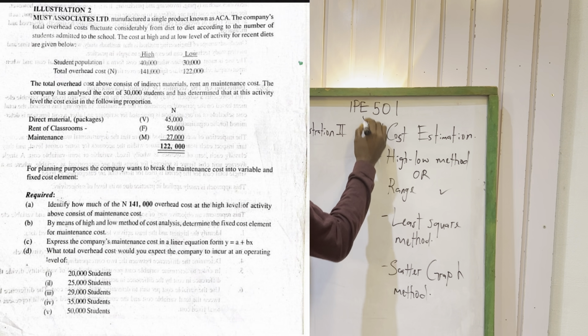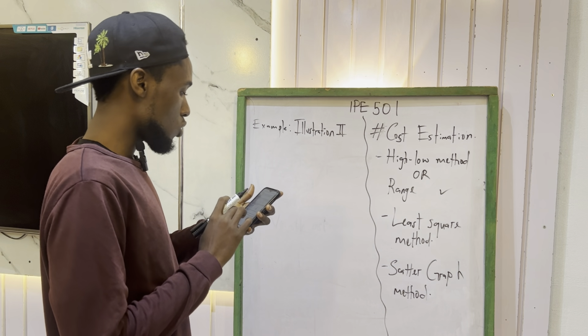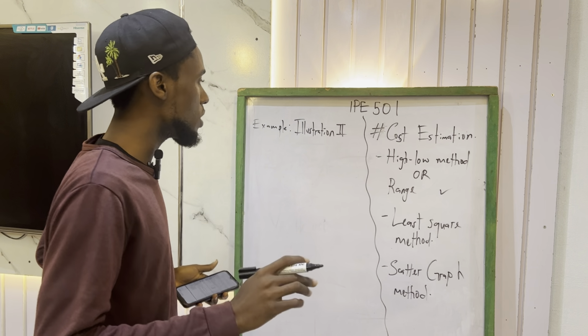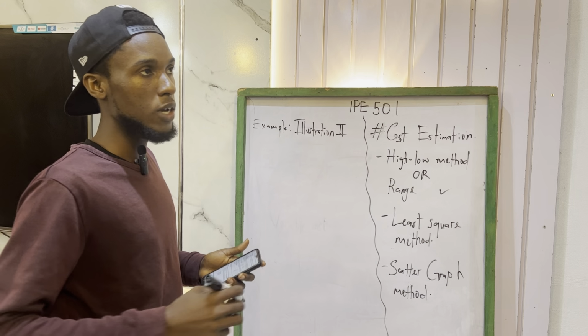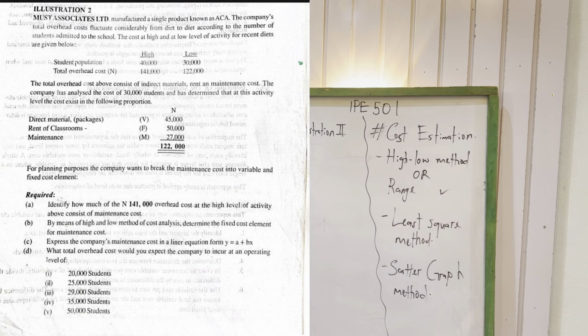Illustration 2. Nice. All right. So here we have student population. Don't worry, as we go on, I will explain some things. All right, so we have the student population. Remember, as an example from our handout illustration 2, we have the student population, we have the total overhead.